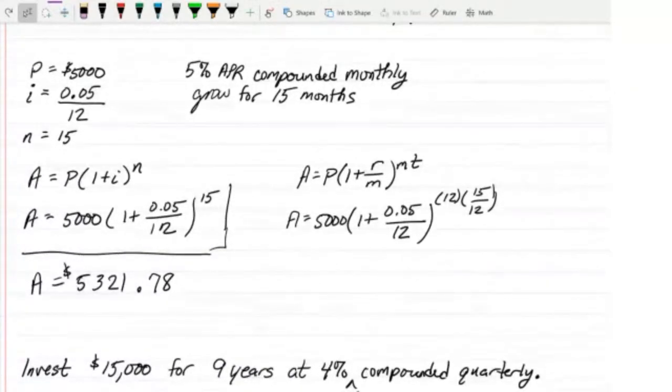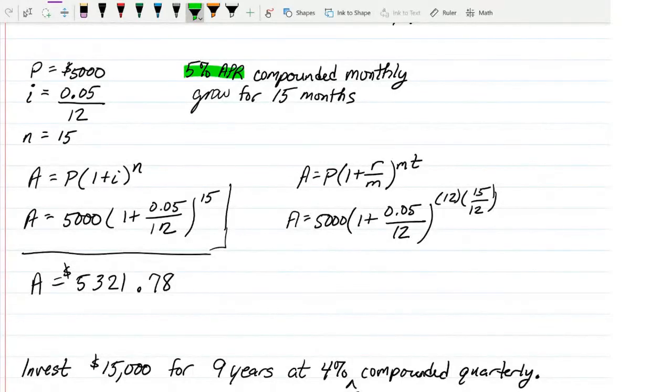Second example. In this second example, I started with $5,000 and I did 5% APR compounded monthly, and that became an i value of 5% subdivided into 12 equal payments. That's why we have that fraction, 5% subdivided into 12, 0.05 over 12. And I let that grow for 15 months. Here I gave the number of periods specifically. That's why the n value didn't need any weird multiplication business happening. I gave the number of months outright.